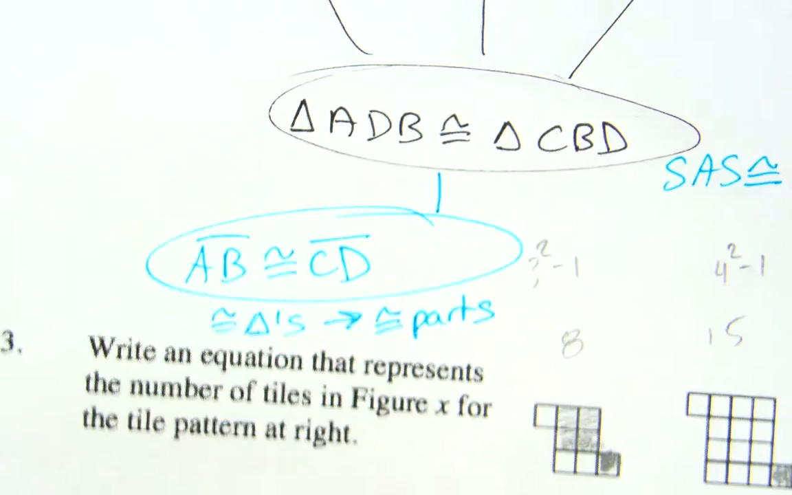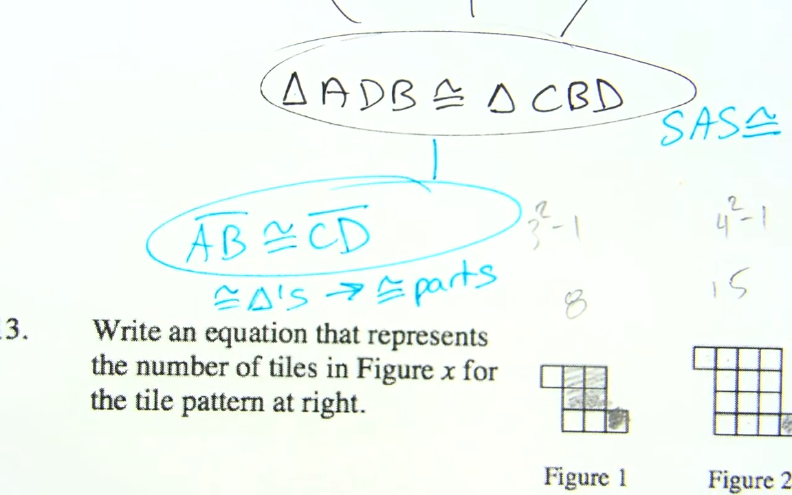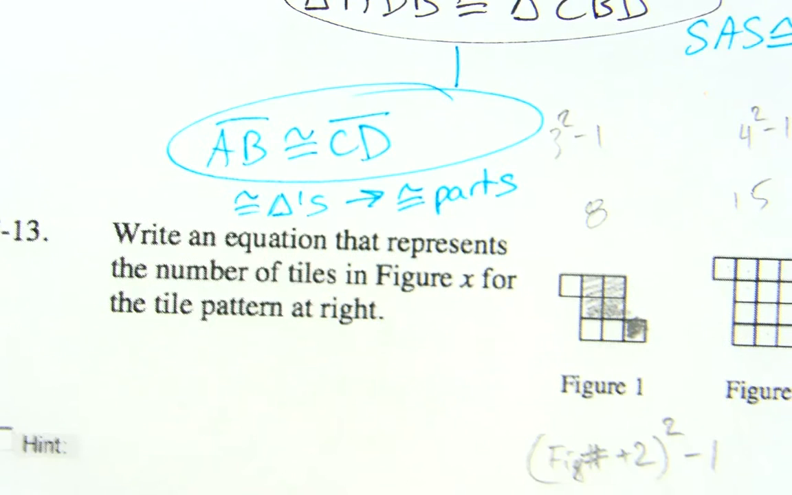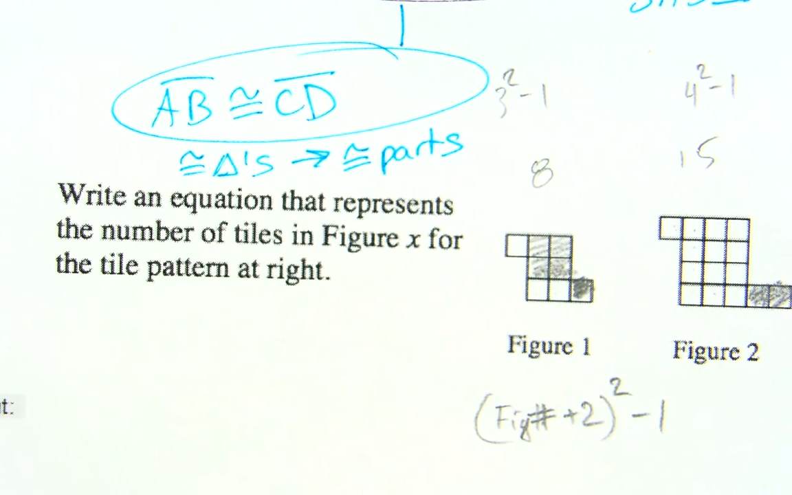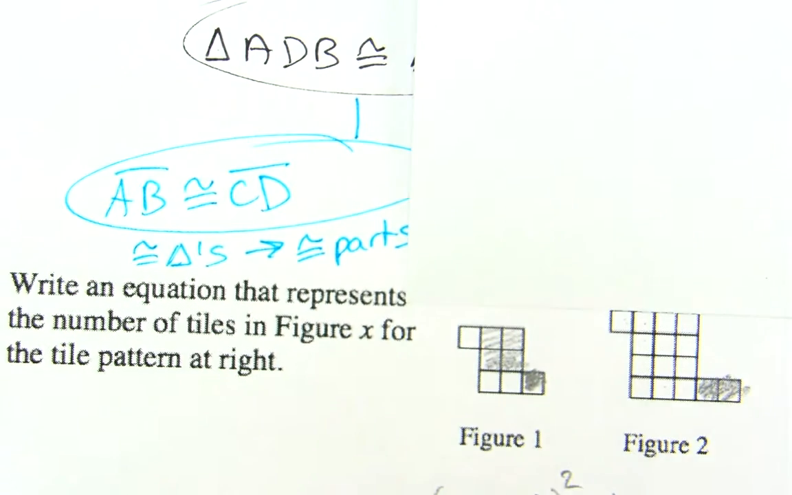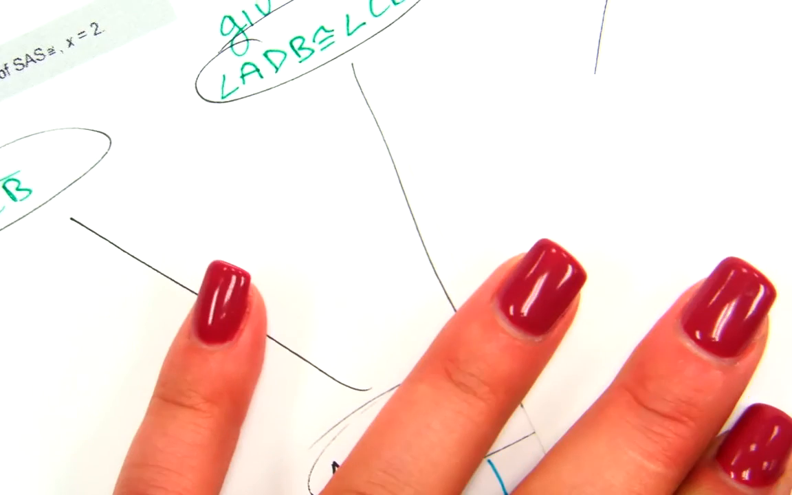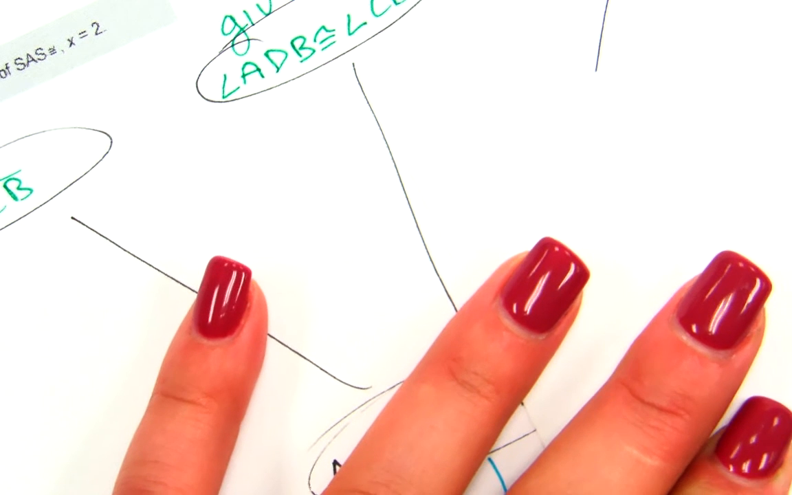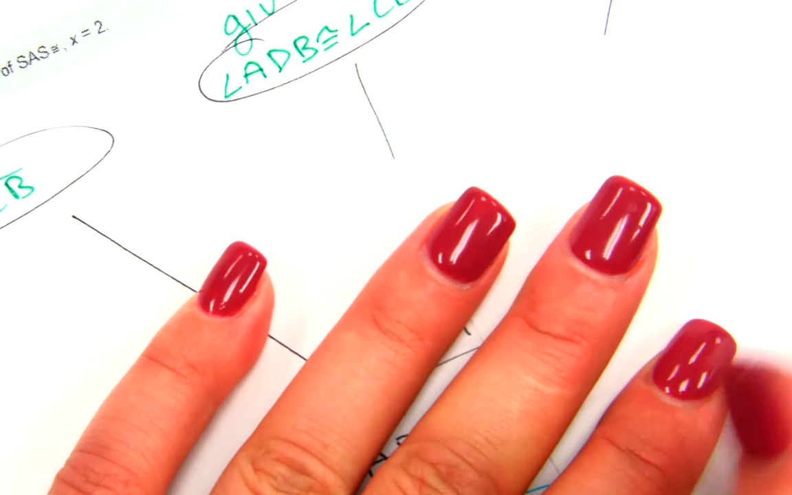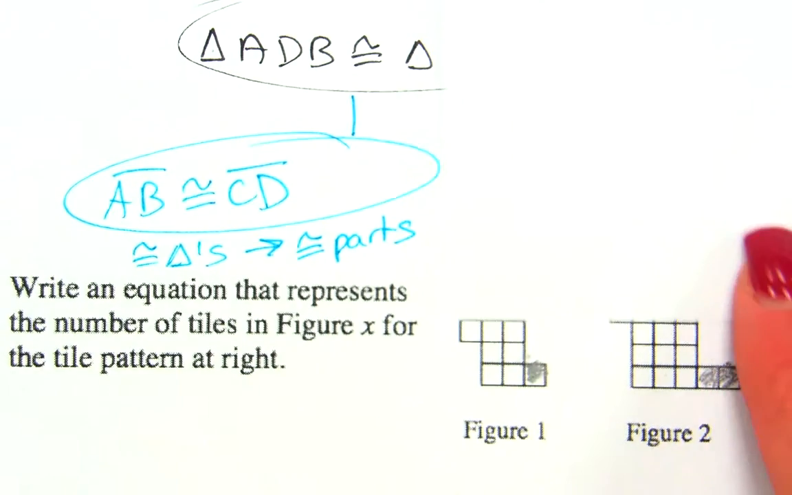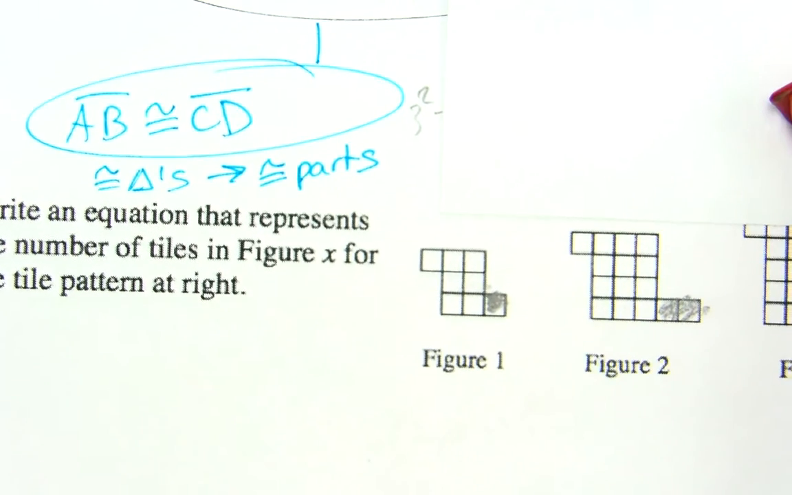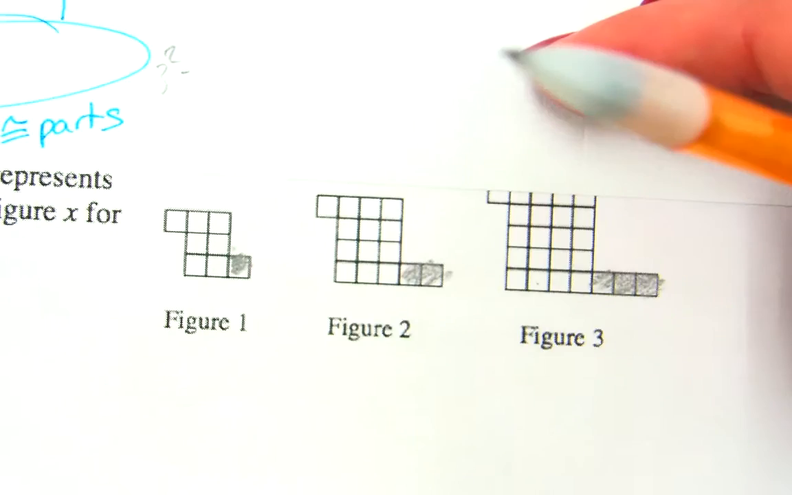Number 13 is a little different, very different actually. I'm going to put a little piece of white paper on top because I don't want you guys to see what I did. Oh no, you totally see what I just did. I usually color things in first, but I just had crayons. It says, write the equation that represents the number of tiles in figure x for the tile pattern at the right.